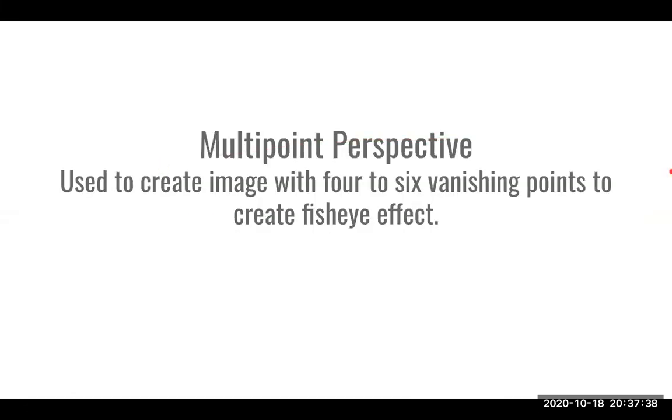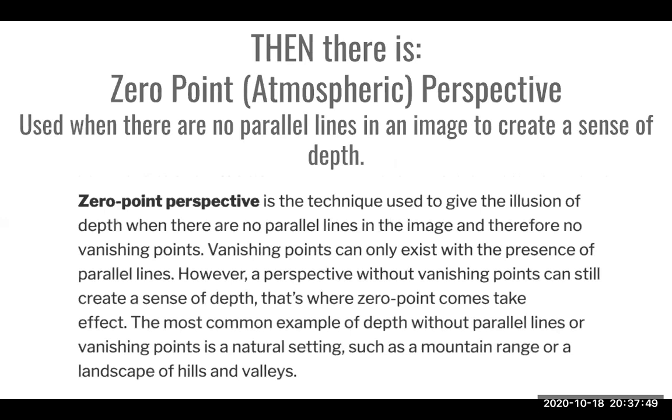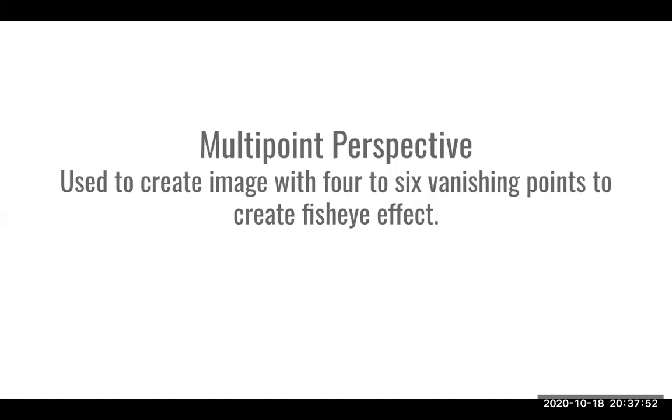So multi-point perspective is used to create images with 4 to 6 vanishing points to create that fisheye effect, which we've seen with Susan Waters Eller's work and MC Escher's work, which I also have in Canvas. I have a video that I would love for you to watch to understand how to draw the 6-point perspective. It's not something that I expect anyone to really try to do for their assignment, but if you did want to try to make your interior with 6-point perspective, you're welcome to do that. It's just going to be a little bit more difficult.